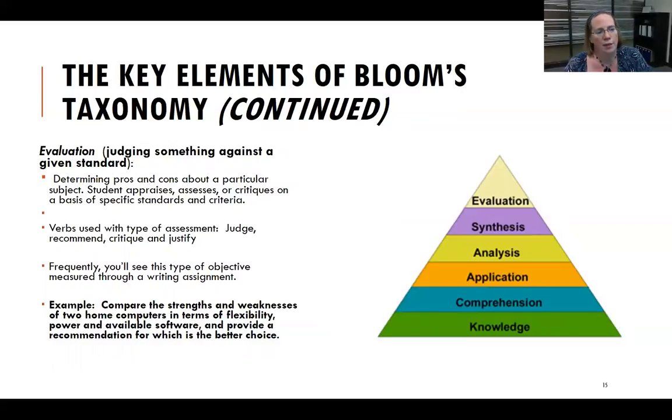The top rung, we have evaluation, or judging something against a given standard. Determining pros and cons about a particular subject, the student appraises, assesses, or critiques on a basis of specific standards and criteria. Verbs used with this type of assessment include judge, recommend, critique, and justify. Frequently, you'll see this type of objective measured through a writing assignment. For example, compare the strengths and weaknesses of two home computers in terms of flexibility, power, and available software, and provide a recommendation for which is the better choice.